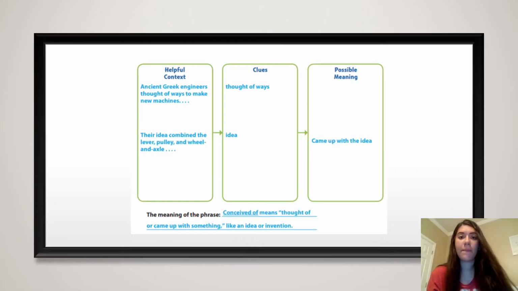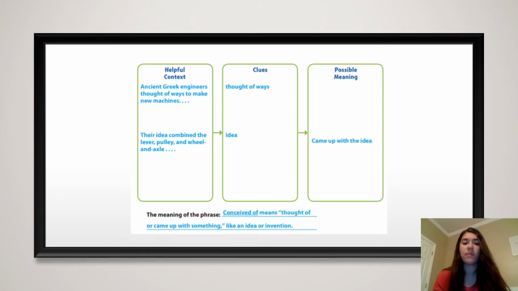Remember, to figure out meanings of words that you don't know, use context clues in the text. So we have three different columns that we're going to be filling out. So you have helpful context. That means I just want you to fill out the sentence where you found your clue. So I just literally copied, Ancient Greek engineers thought of ways to make new machines. Then also I wrote, their idea combined the lever, pulley, and wheel and axle.